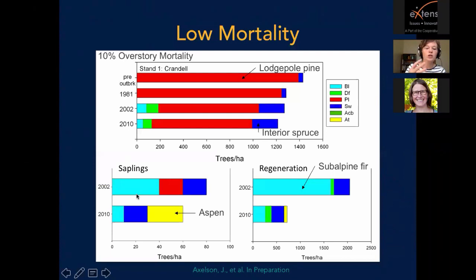What we see in 2002 and 2010, at these different measurement periods, is very low levels of saplings present in the stand. This is likely because the canopy didn't open up that much. And the regeneration is almost entirely subalpine fir. This layer dies off a lot, so there's a lot less in 2010.